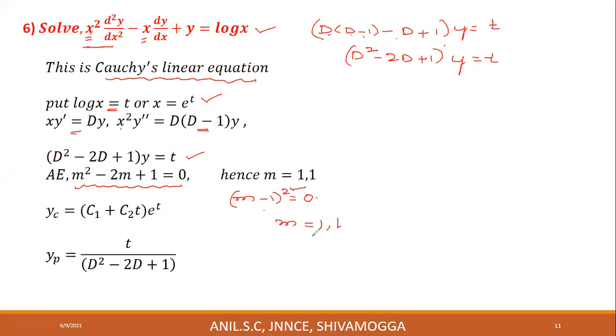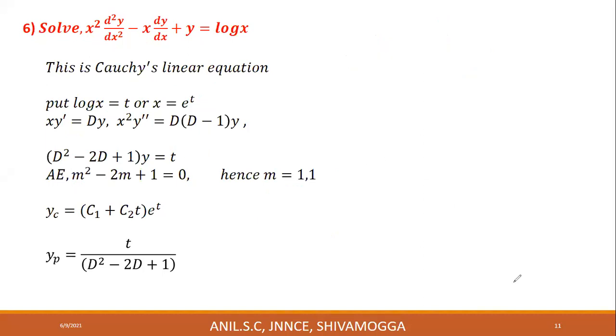Therefore, again m is equal to 1. We have two roots, m is equal to 1 and m is equal to 1. Both the roots are real and coincident. Therefore, rule number 2 is applicable. Rule number 2. Yc is equal to c1 plus c2t into e power mt. M is equal to 1. Therefore, that is c1 plus c2t into e power t.